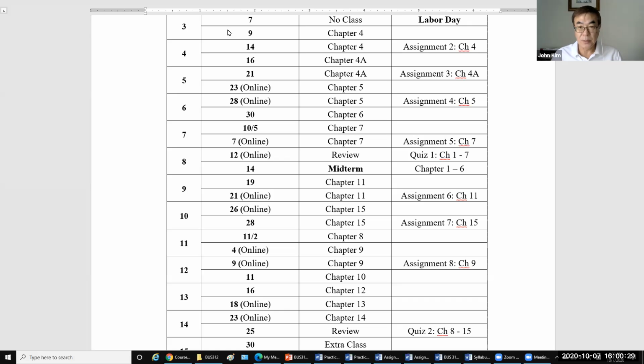About the next week's schedule. Next week you will take quiz number 1 after midterm review. Quiz number 1 covers chapter 1 to chapter 7, about 30 questions, true or false, and a couple of multiple choice.